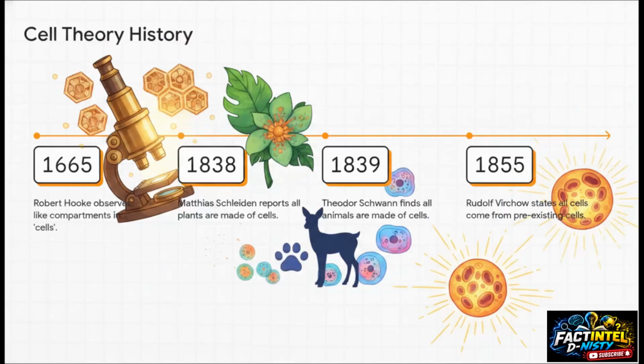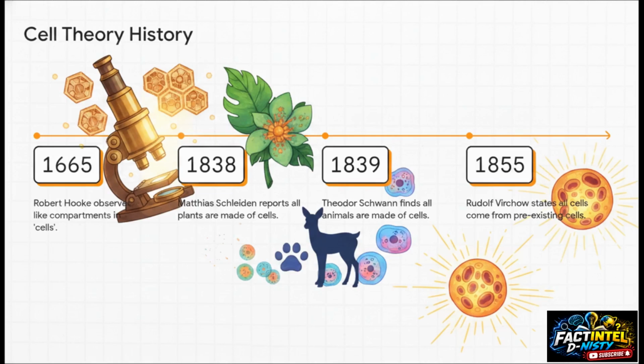Thanks to the invention of the microscope, our entire understanding of biology changed forever. Back in 1665, Robert Hooke peered at a tiny slice of cork and saw these box-like structures that he famously named cells. Fast forward to the 1830s, and Matthias Schleiden and Theodor Schwann put the puzzle pieces together, realizing that all plants and all animals are made of these exact same things.